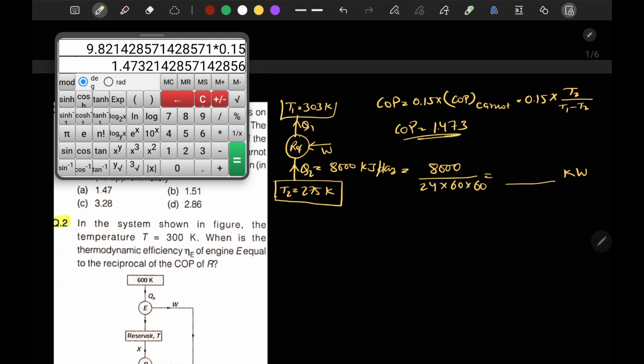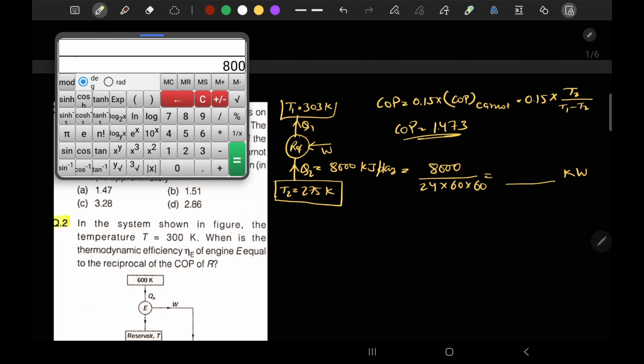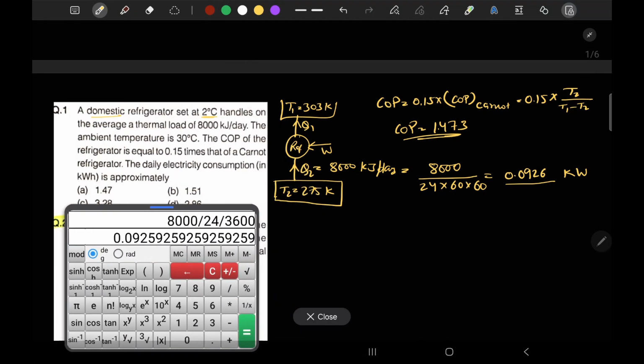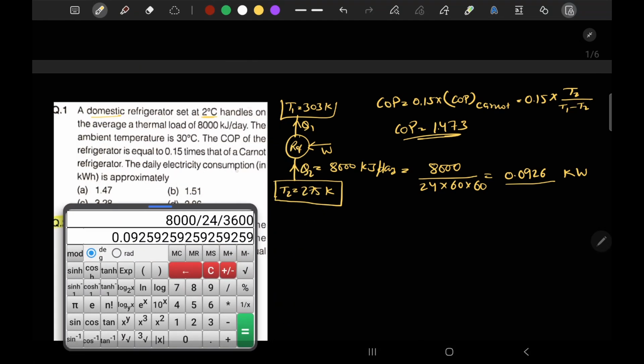Now what else we have to calculate is the value of Q2. Our value of Q2 will be 8000 divided by 24 divided by 3600, so this value is equal to 0.0926 kilowatt. What else is mentioned here? We have to calculate the electricity consumption in kilowatt hour.